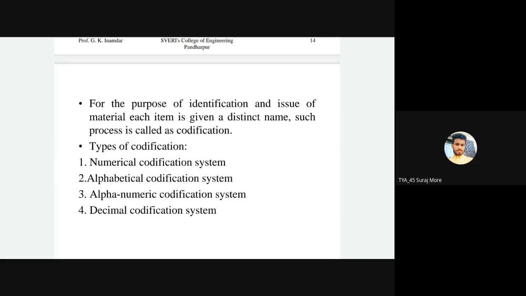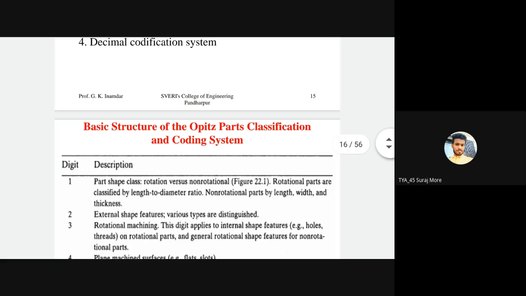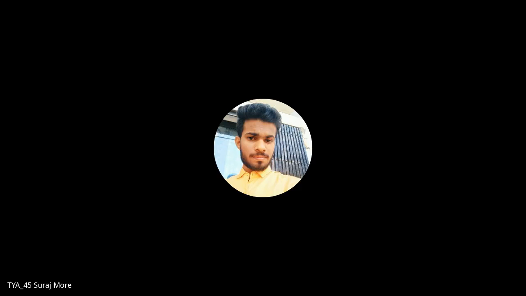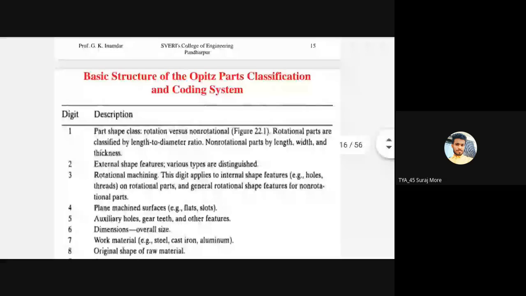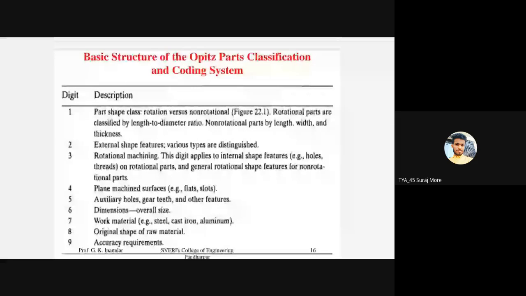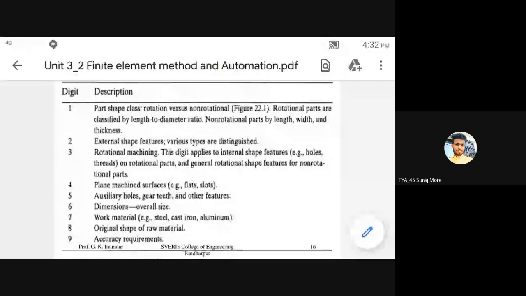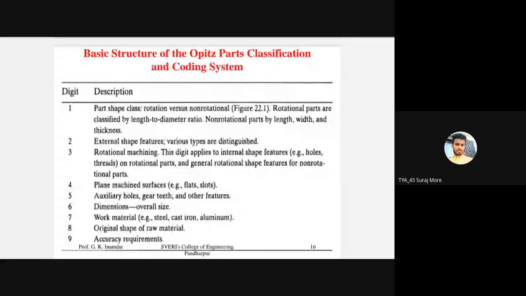Now, one example we have taken here is the basic structure of the OPTIS part classification and coding system. OPTIS is one system, like an industry system, given by the OPTIS industries. This is an example for understanding which type of codification will be used in industry. So this is the basic structure of the OPTIS part classification and coding system.